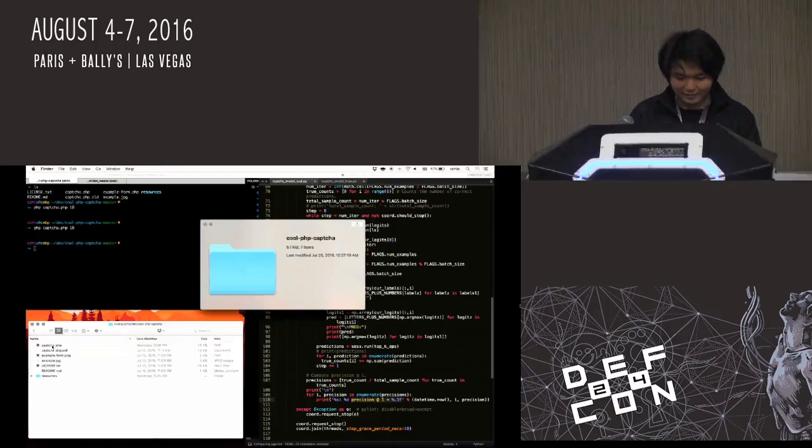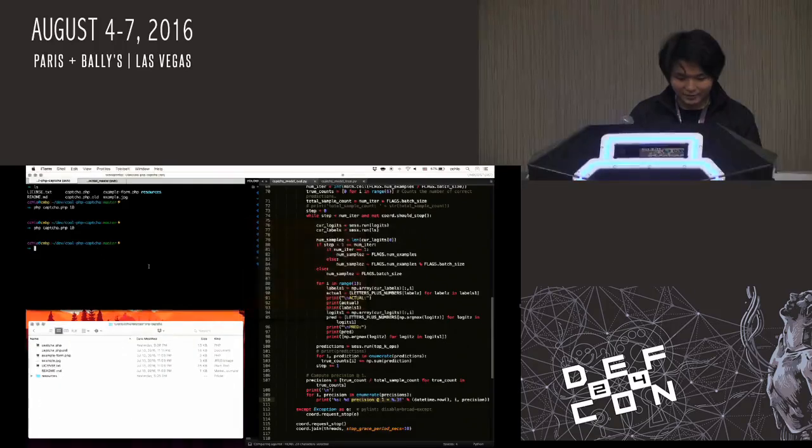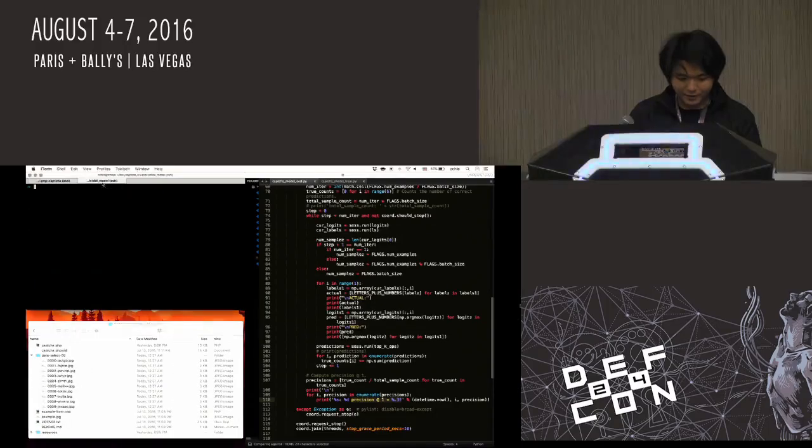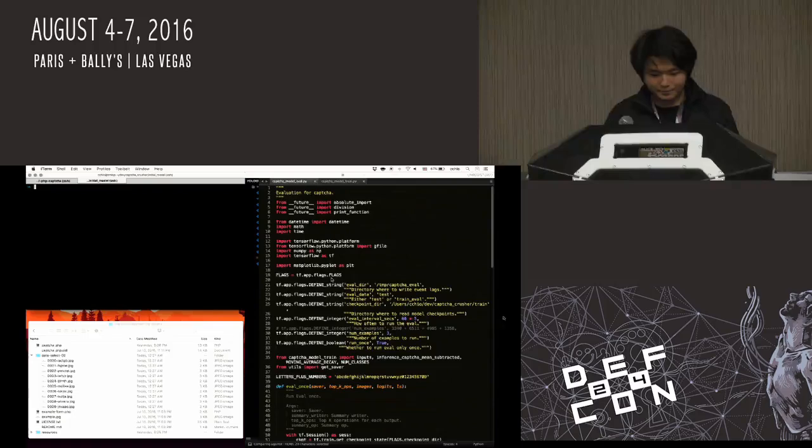Okay, so they're just random captchas. Let's generate some new ones to use for our test. PHP captcha again. Okay, then let's run it.